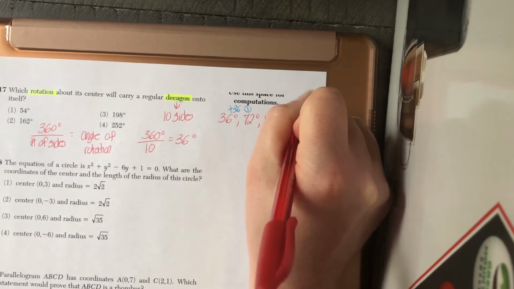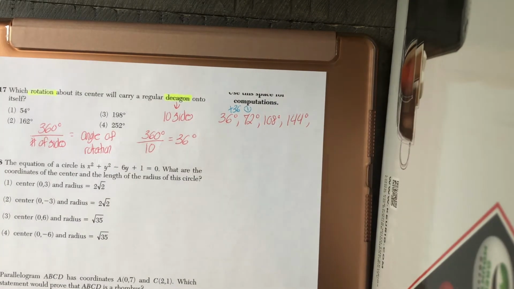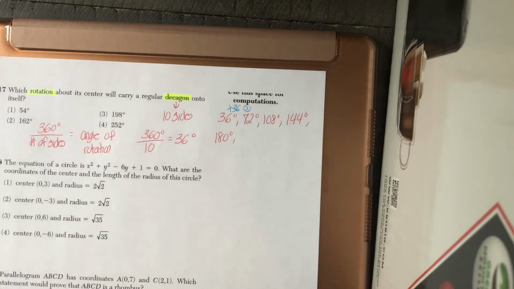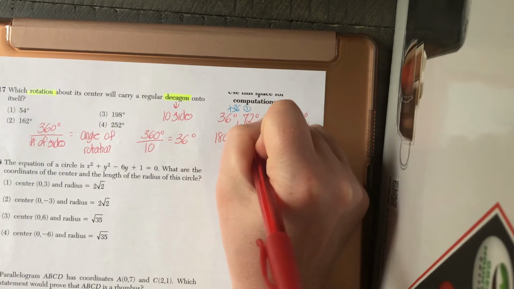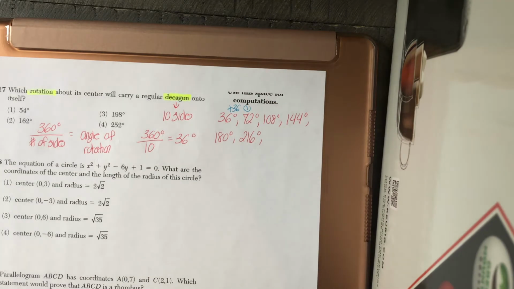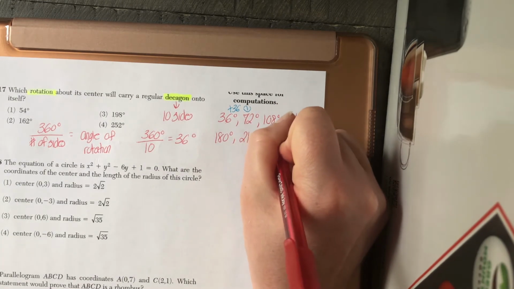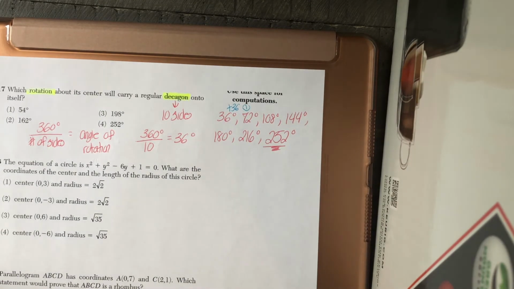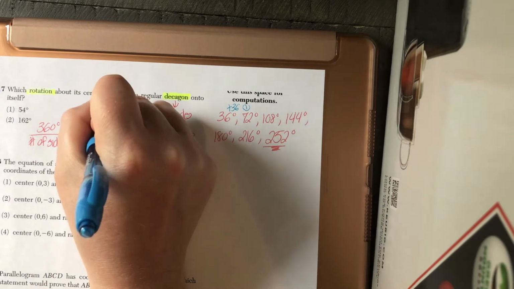Then I get 144. Okay, I'm not seeing that. I get 180. Okay, I'm not seeing that either. Then I get 216. Okay, I'm not seeing that either. But when I add it one more time, I get 252 degrees. And I can see that that is a choice. It's going to be choice 4.